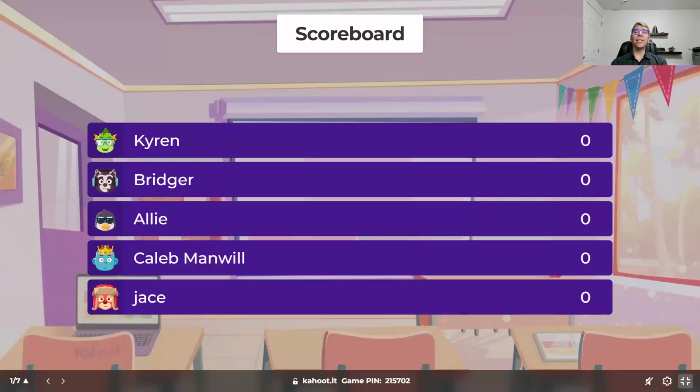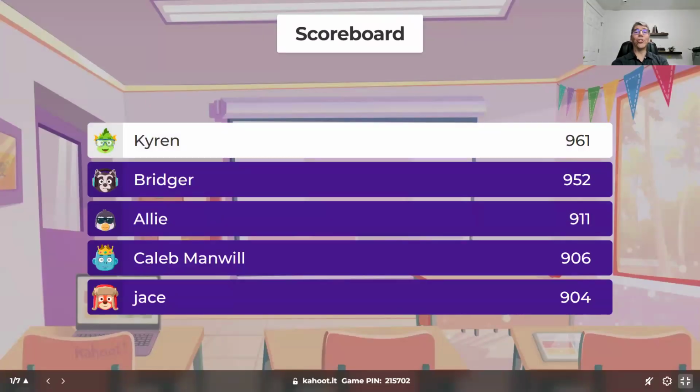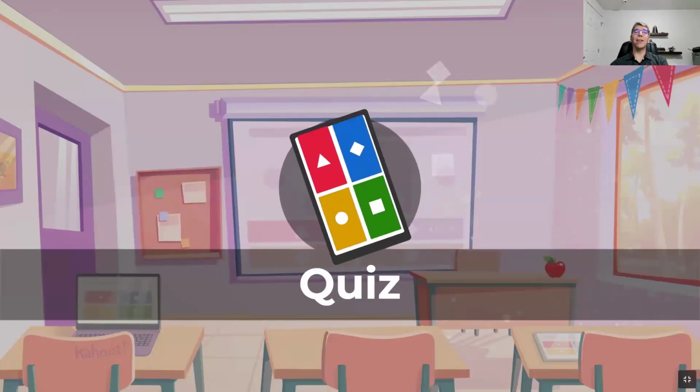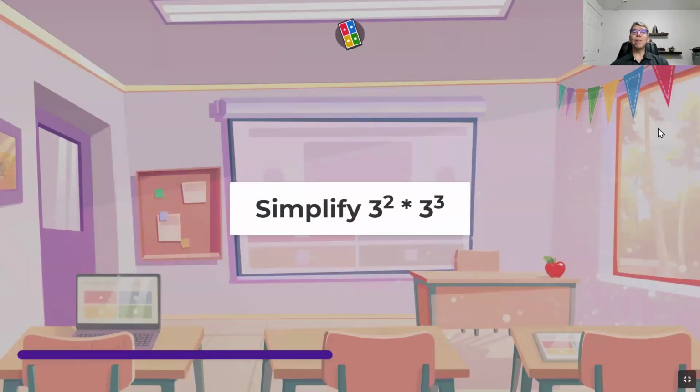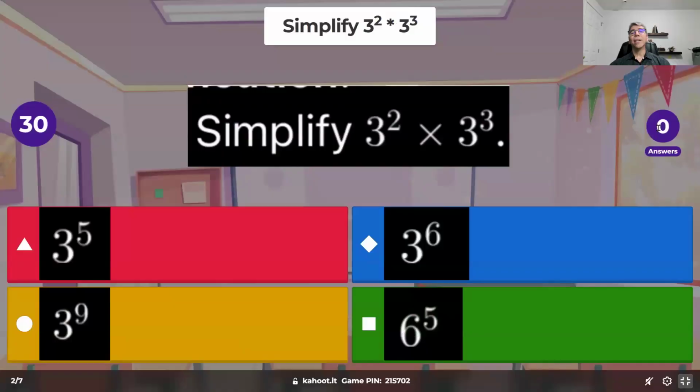Good. So let's see. Kyron and Bridger and Ali, super fast there. All right, simplify 3 to the square times 3 to the cube.